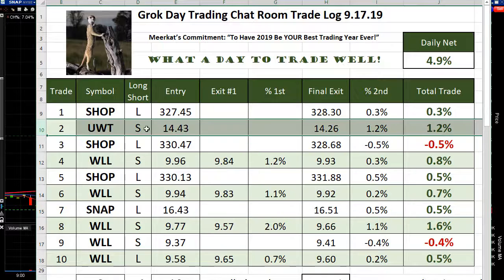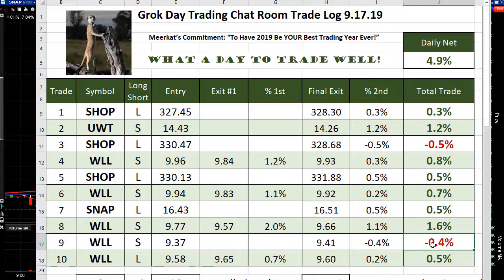We got on this UWT. This is an oil ETF. Oil suddenly dropped this morning. I picked up a quick 1.2%, and then down here with Whiting Petroleum, I traded it 5 times out of the 10 trades I had this morning, 1.6%. Other than that, all of my trades were less than 1%. But look at what my losing trades were, a 0.5% and a 0.4%.